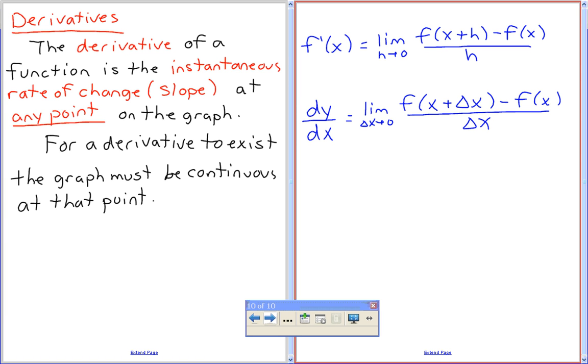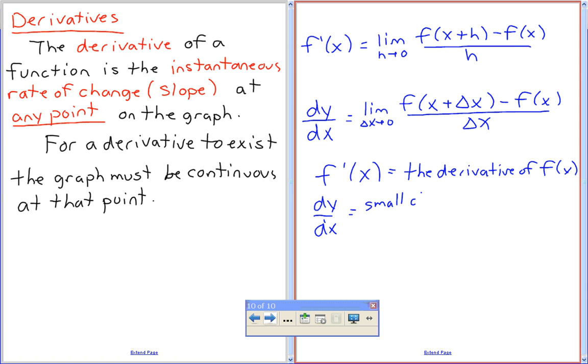dy by dx means a small change in y per small change in x at your slope, right? A small change in y compared to a small change of x is called your slope. So I should probably write down the board. F prime of x is the derivative of f of x. Dy by dx is a small change in y divided by a small change in x. And that's where the limit and all that stuff comes in there again too.